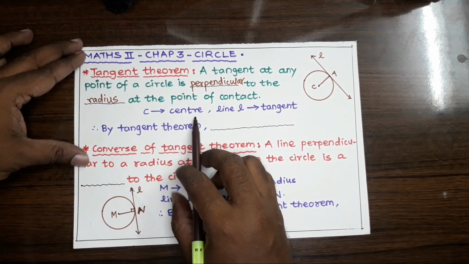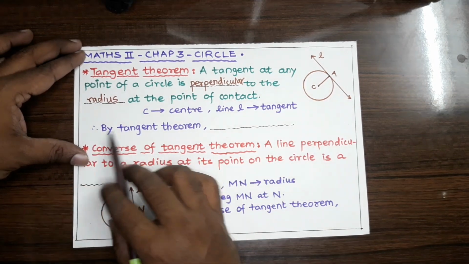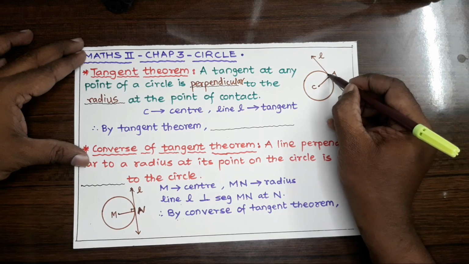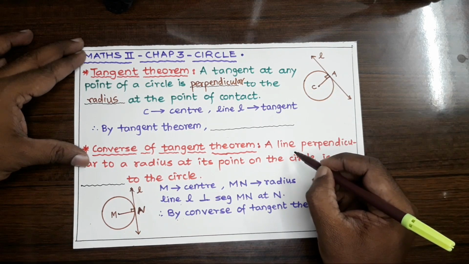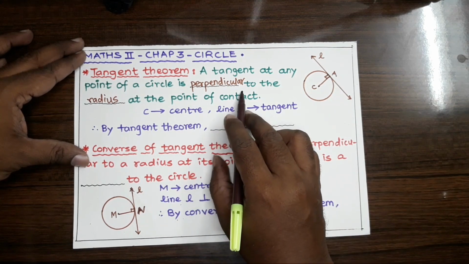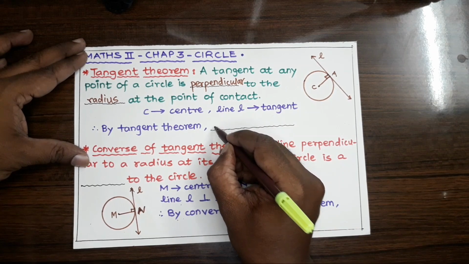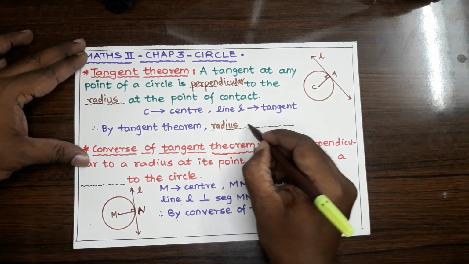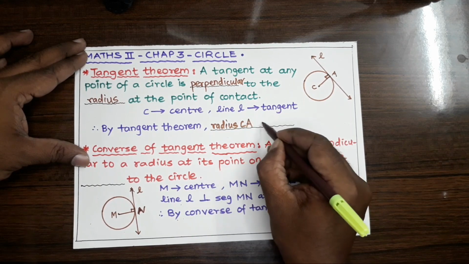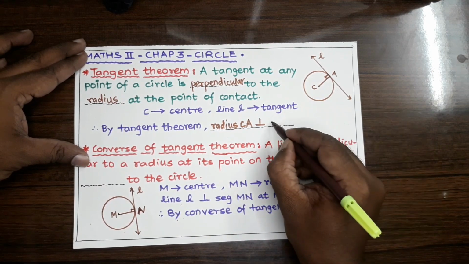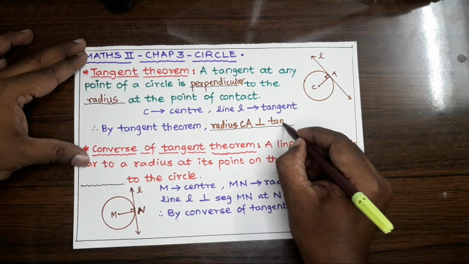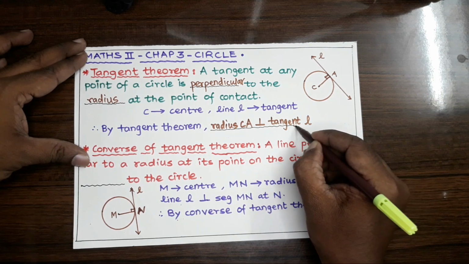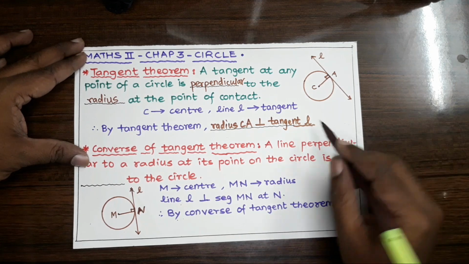So C is the center, line L is the tangent. Therefore, by the tangent theorem we can write that this angle is 90 degrees, or it is perpendicular. So here I can write that radius CA is perpendicular to tangent L. This is the first theorem.